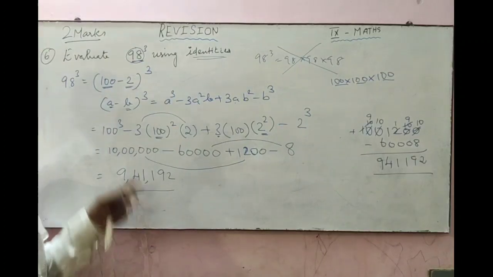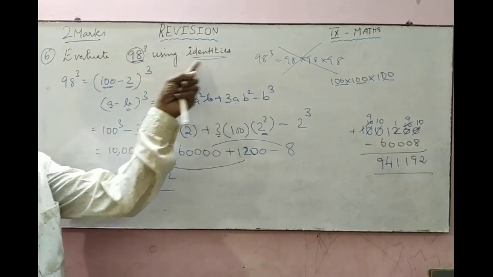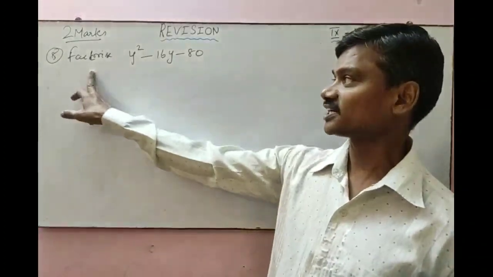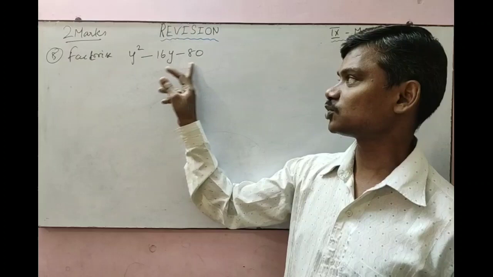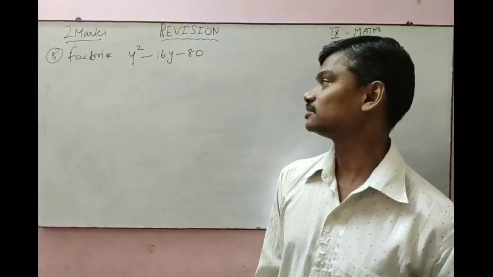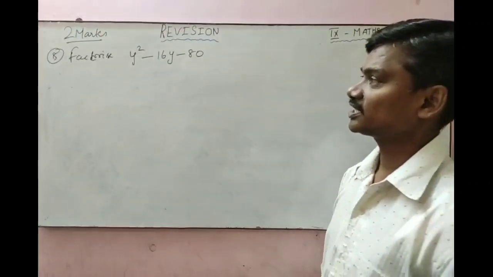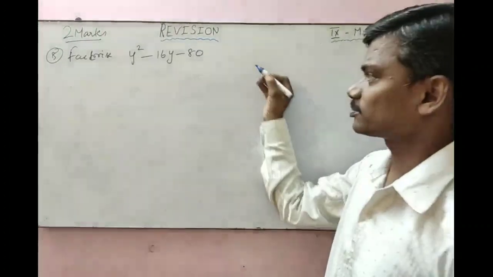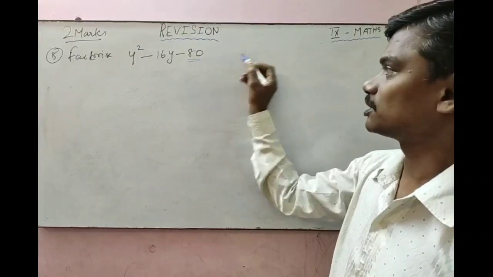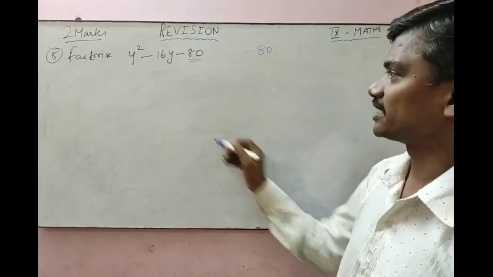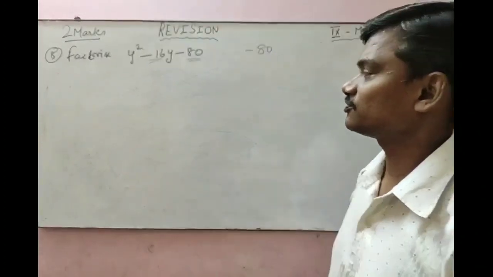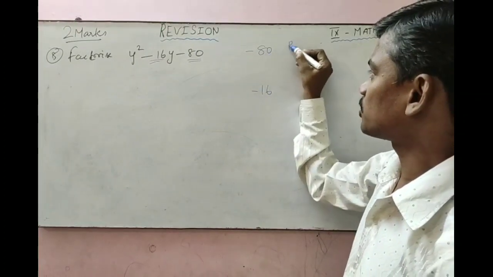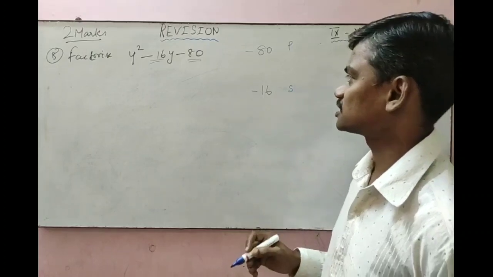So this is the way of finding the value of 98 cube using identities. Next sum, factorize y square minus 16y minus 80. Here we have to factorize this quadratic polynomial using the sum and product method. Here the last number is minus 80. The coefficient of y is minus 16. The last number should be taken as the product and the coefficient of y should be taken as the sum.